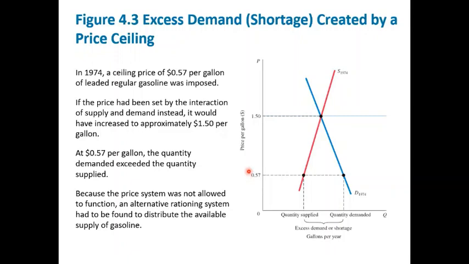So going back to the old prices, it's 57 cents. Quantity demanded down here is greater than the quantity supplied at the same price. Now, the equilibrium price is all the way up here. However, we never got up here because of the law. So this shortage has to be figured out one way or the other. There's only going to be this amount of gasoline for sale.